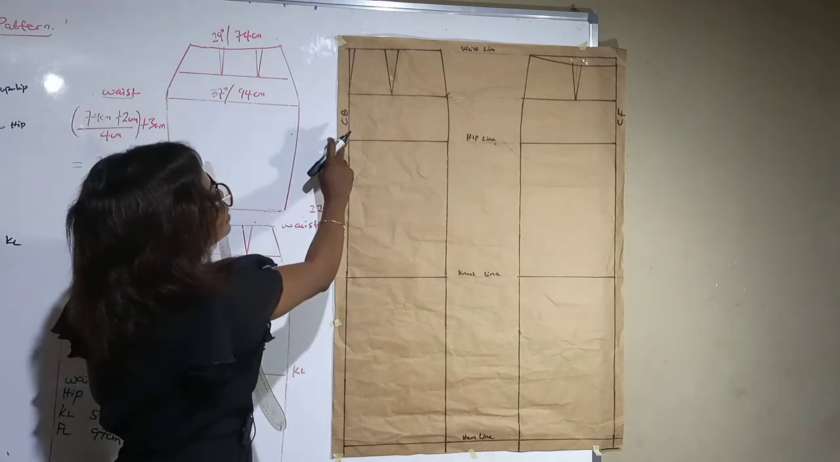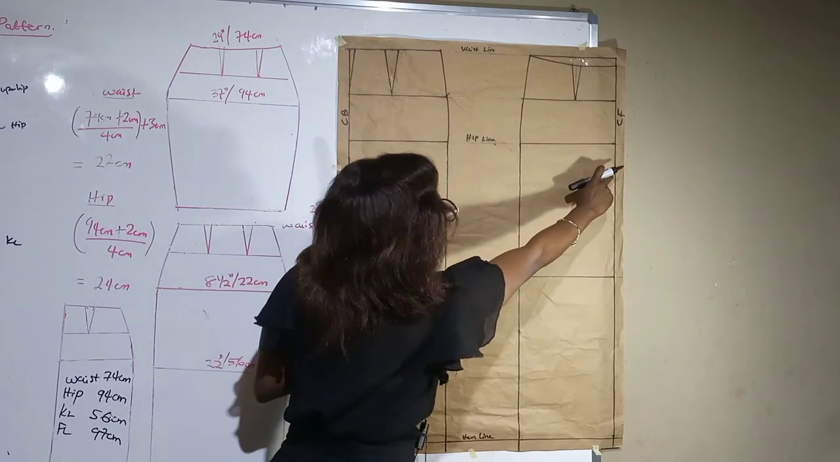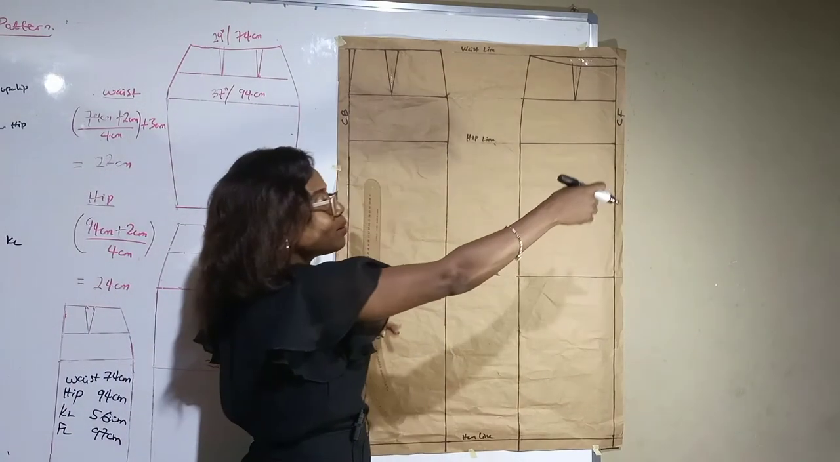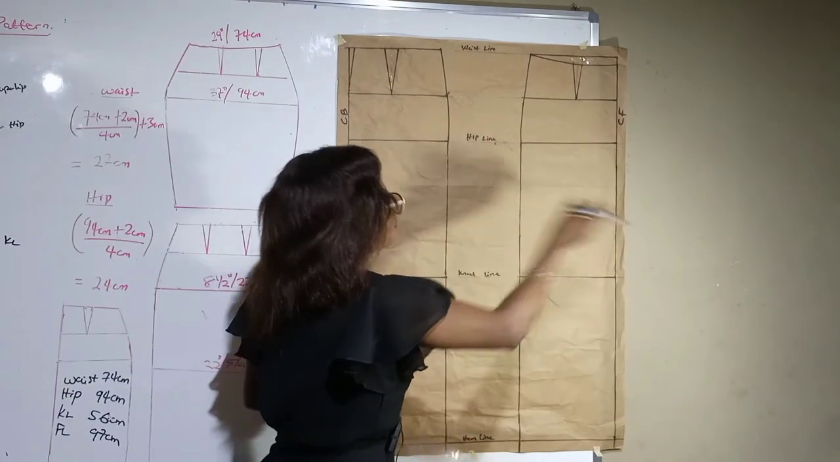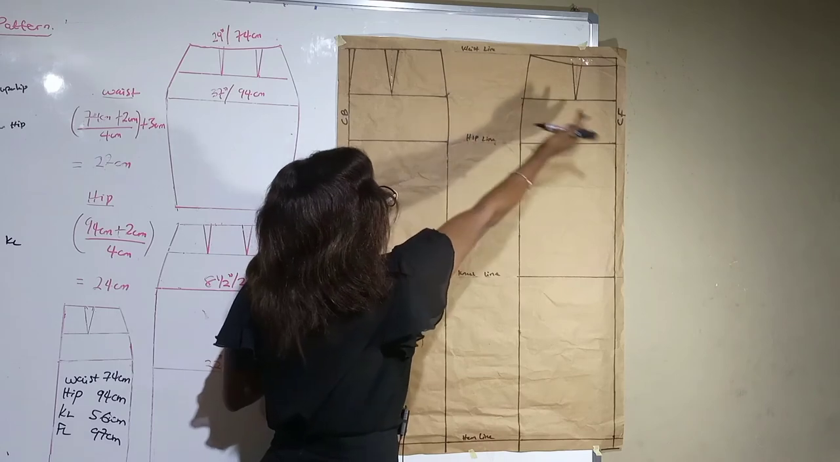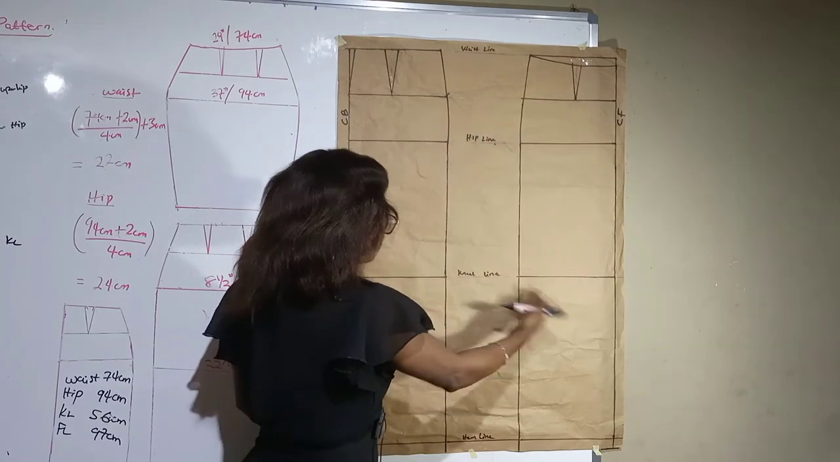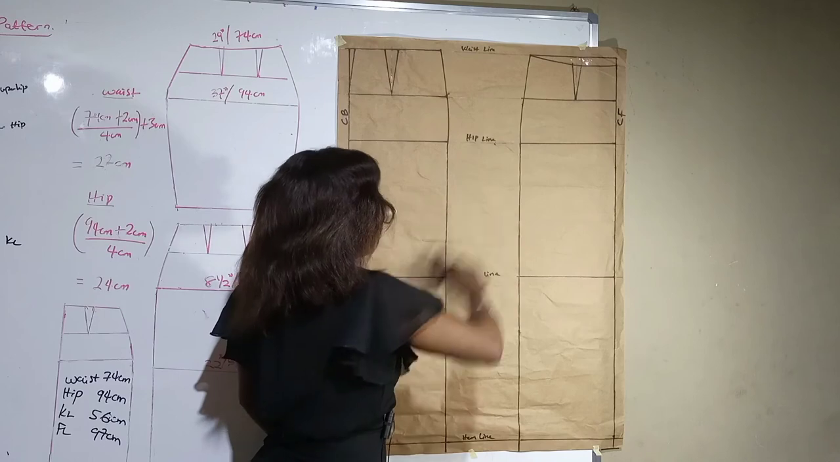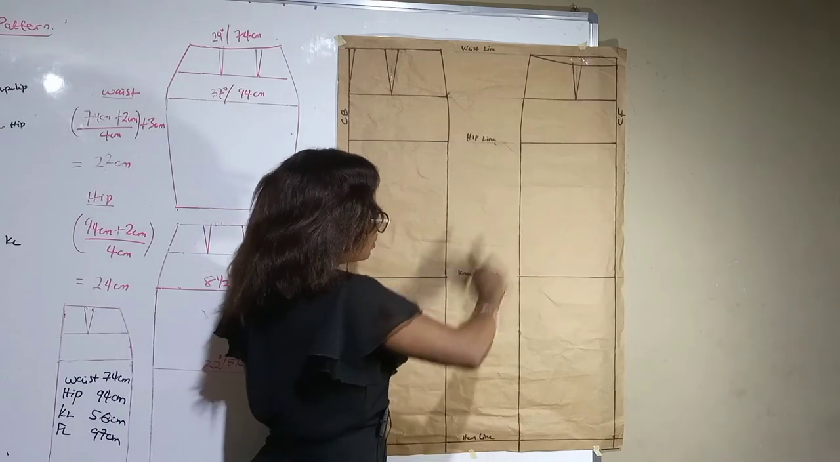Now, this is the center back. This is the center front. Let your center front always be towards the right-hand side if you choose to separate it. It's the same waist measurement, the same hip measurement. You can see they all share the same lines, the same horizontal lines.